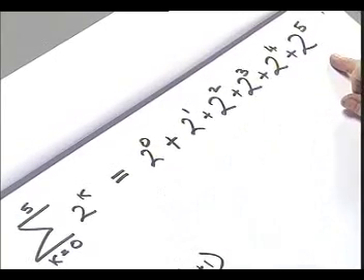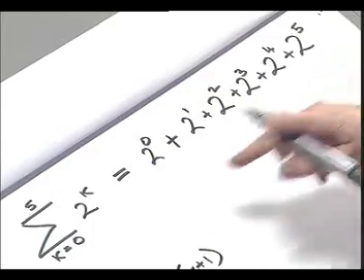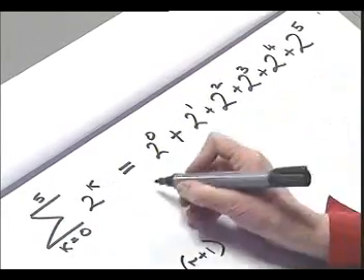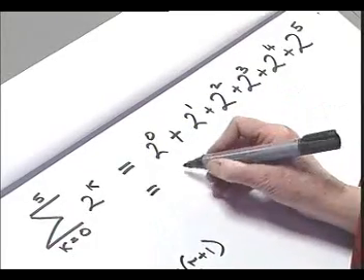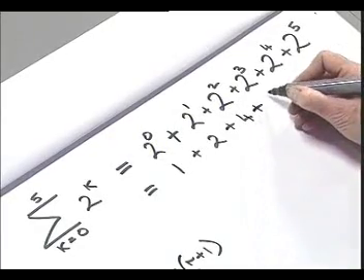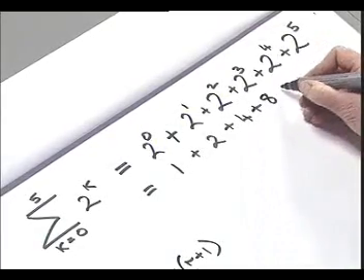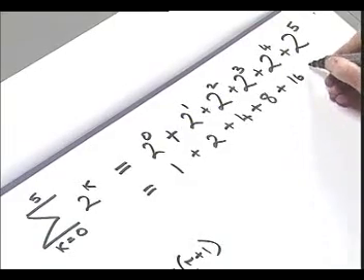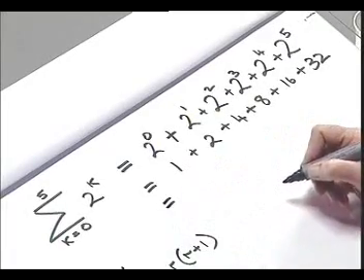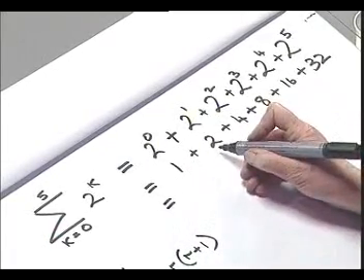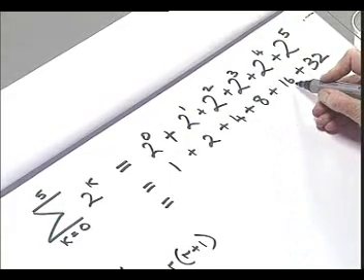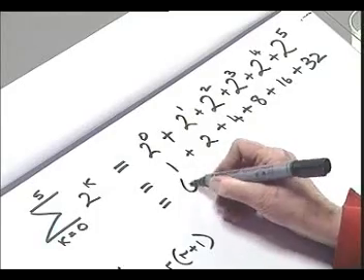Notice we've got 6 terms. And the reason why we've got 6 terms is we started k at 0 and not at 1. And then we evaluate those. 2 to the 0 is 1, plus 2, plus 4, plus 2 cubed, which is 8, plus 2 to the 4, 16, plus 2 to the 5, 32. And when we add those up, 1 plus 2 is 3, plus 4 is 7, 15, 31, and then 63.